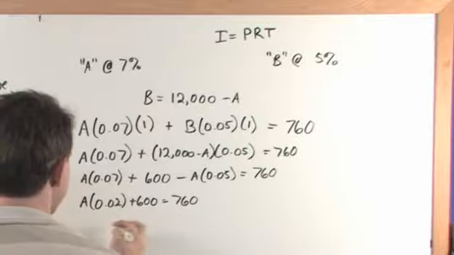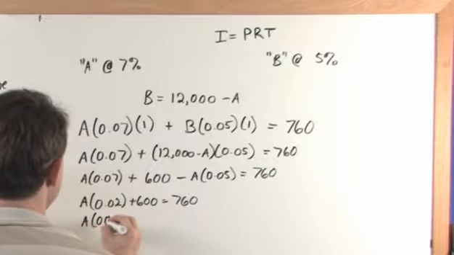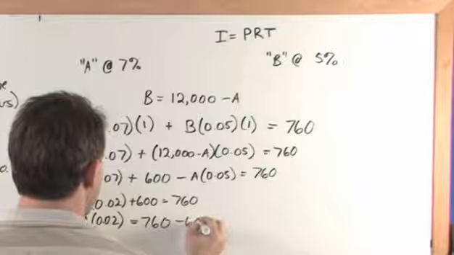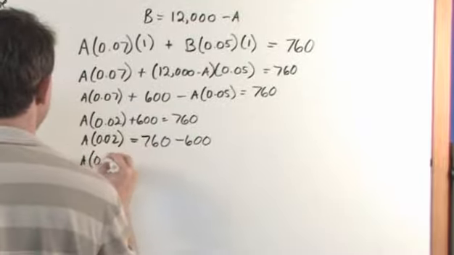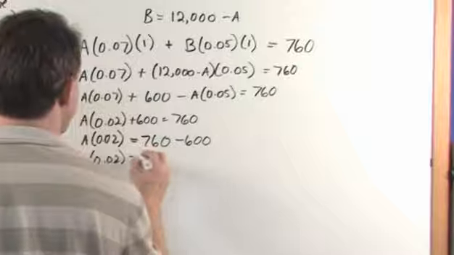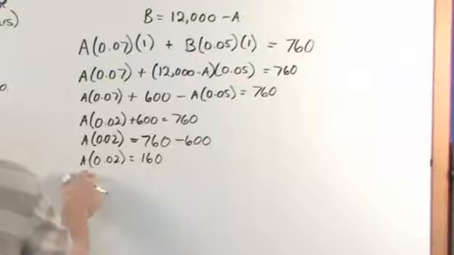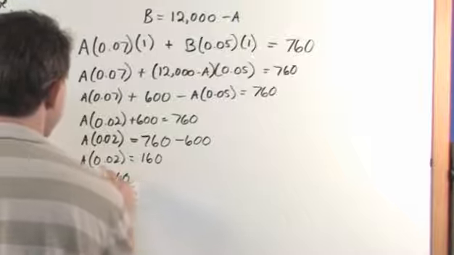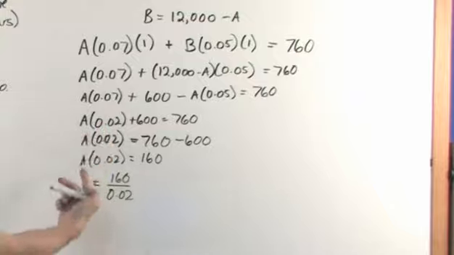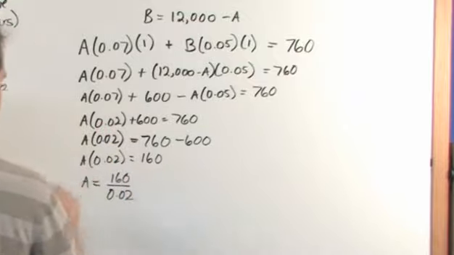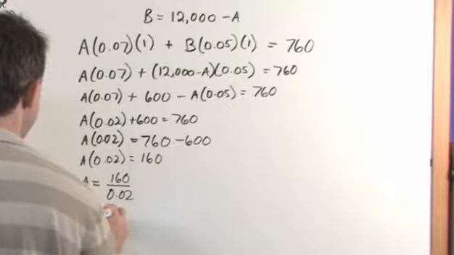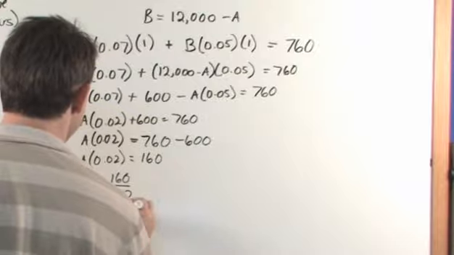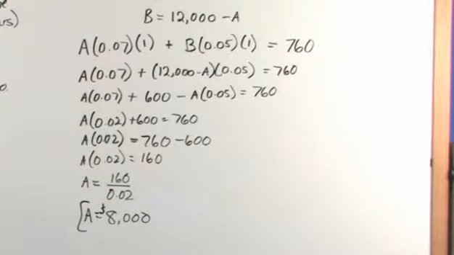And then I can move this 600 over here by subtraction. A times 0.02 is equal to, subtract 600 from both sides, 160. And then to solve for A, I just divide both sides by 0.02. On the left, 0.02 divided by 0.02 gives me 1. That's why it disappears. And on the right, I'm just dividing like this. So in the end, A, which you remember is the amount of money I put into investment A, is $8,000. That's how much money I put into A.